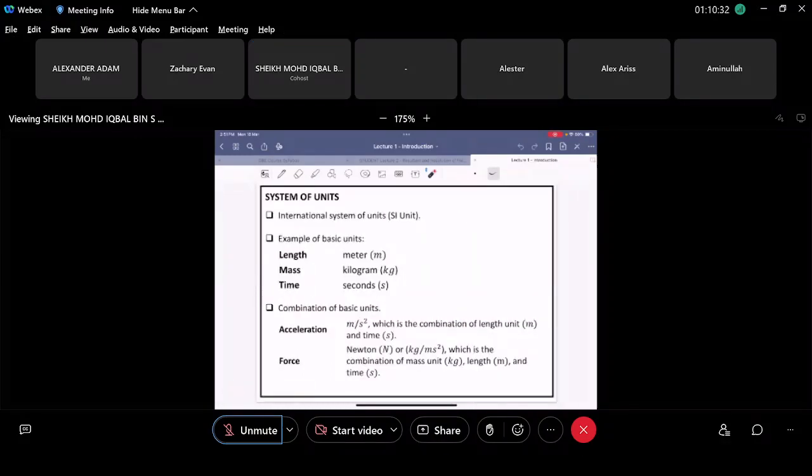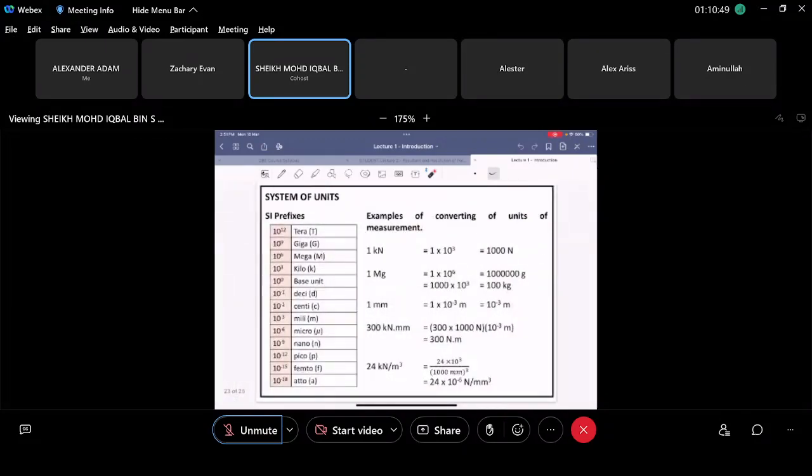So I think this is the system of units. I think this one you can read by yourself. It's basic. We are going to use SI units. An example of basic units are length, mass, time, and combinations of units. When you combine them, you get acceleration, force, and so on, right? I think this one you must know already as well.